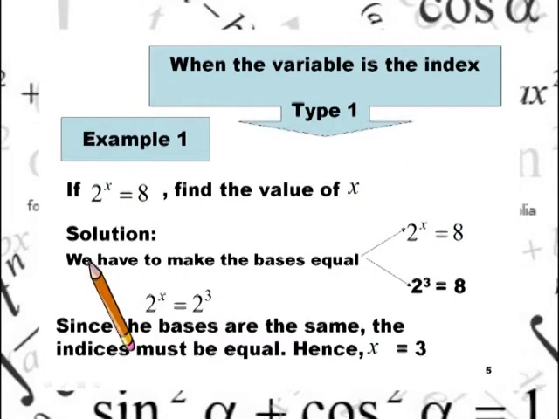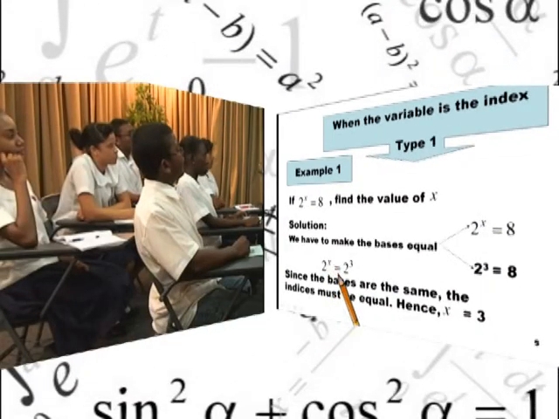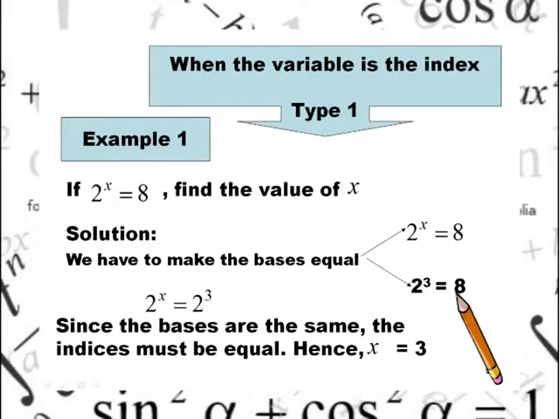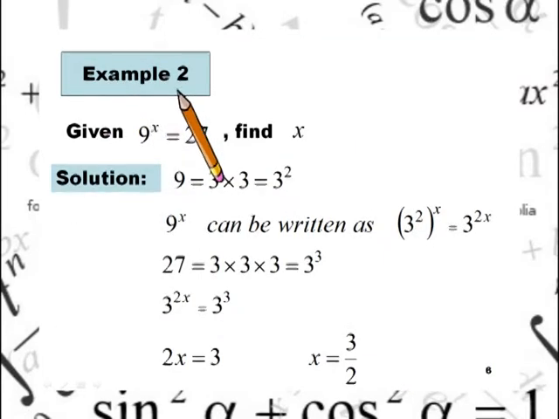Type 1. Example 1: if 2 to the x equals 8, find the value of x. Solution: we have to make the bases equal. 2 to the x equals 8. 2 to the x equals 2 to the 3, since 2 to the 3 equals 8. Since the bases are the same, the indices must be equal. Hence, x equals 3.